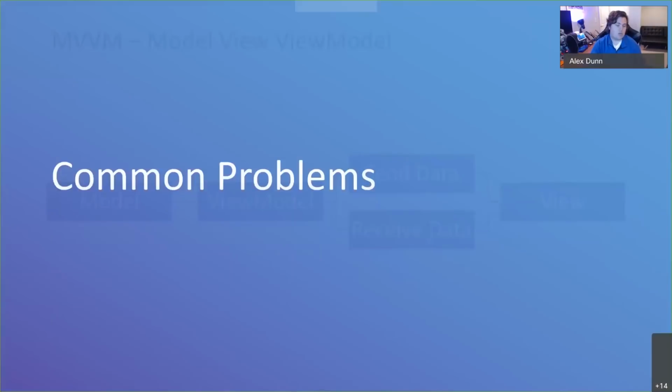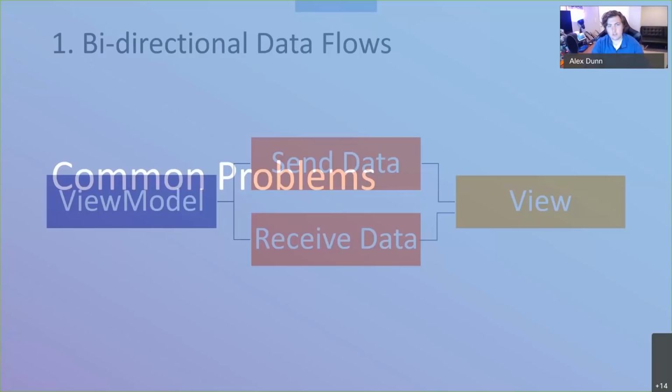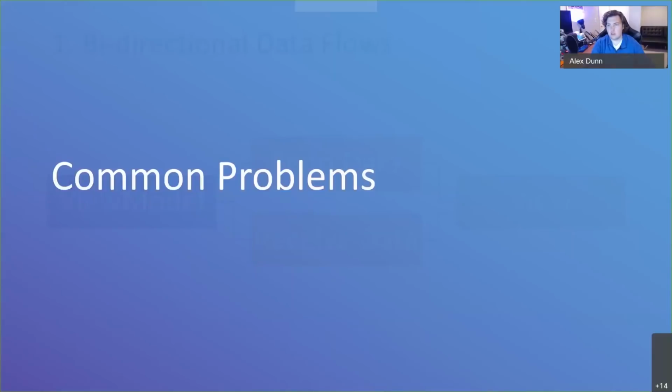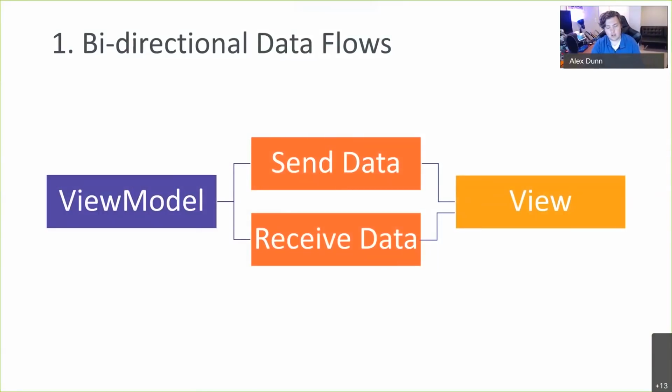So let's talk about problems with these design patterns. Let's talk about problems with MVVM especially. The first thing is this bidirectional data flow. Looking at these core components, the model stuff is fine. We don't necessarily care about that because our data has to live somewhere and it has to be able to communicate down to our view in one way or another.